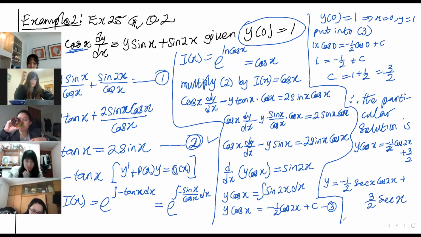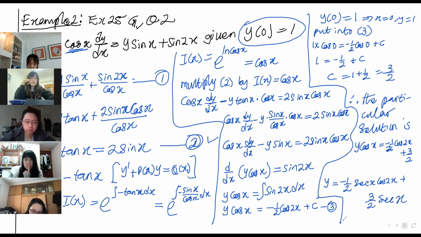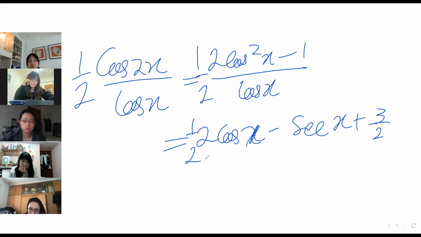You might end up checking the back of the book and you get the other formats. It's still the same thing. So you might have that then. And we are having your 3/2. No, there's a half here. If there's a half here, there will be half times this, and there will be half times that. And 3/2 sec x. Let's see.